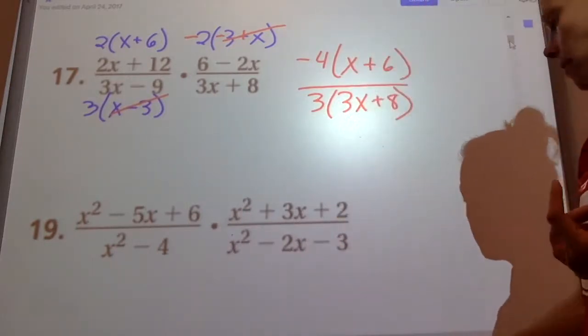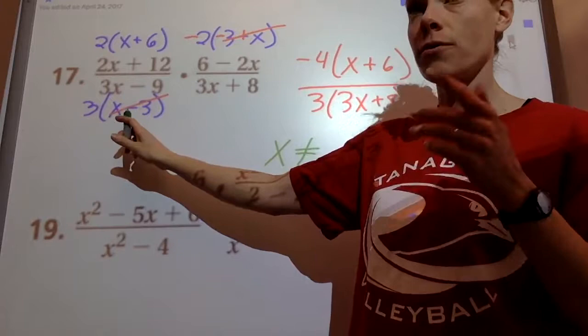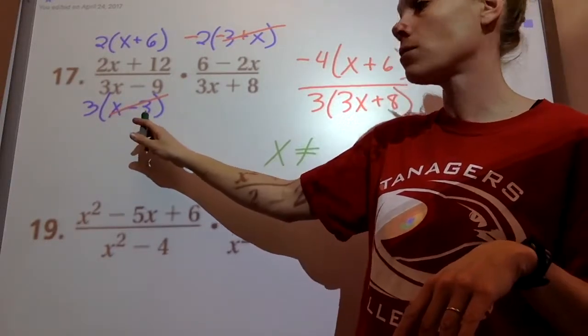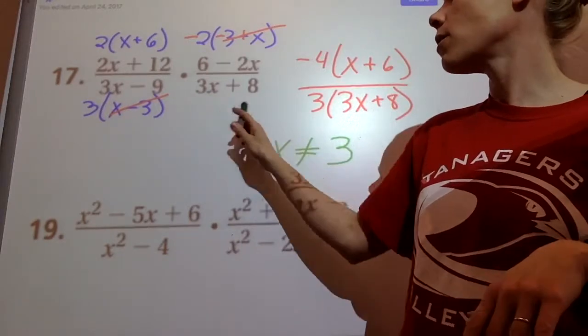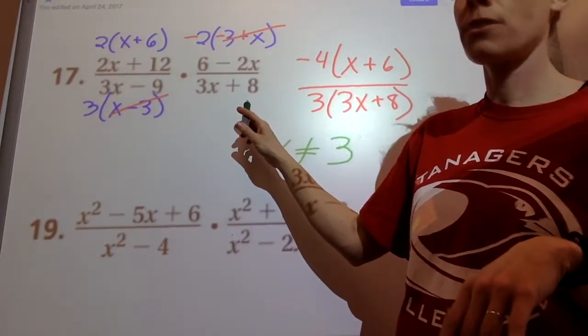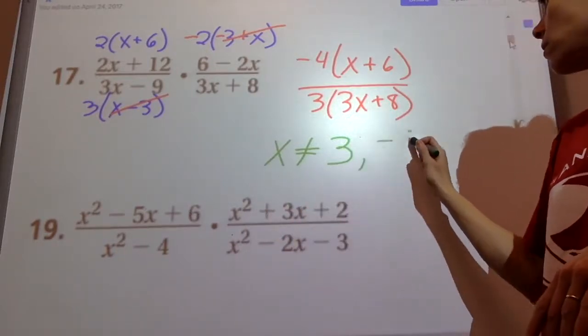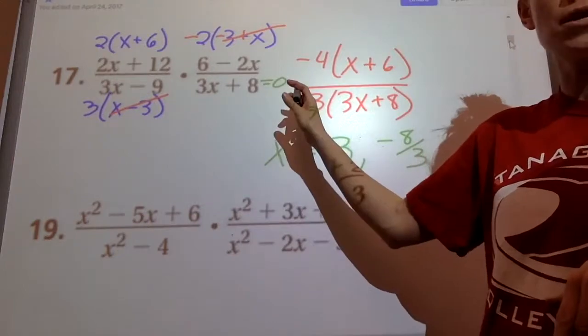So what x cannot be, look here, even though it crossed off, we still have to consider it. What minus 3 gives me 0? And then here, what would give me 0 here? Negative 8/3. Because if I set that equal to 0, I would subtract 8 divided by 3.